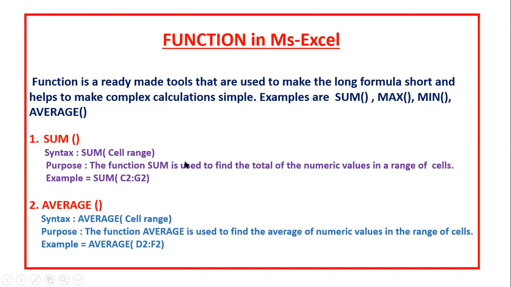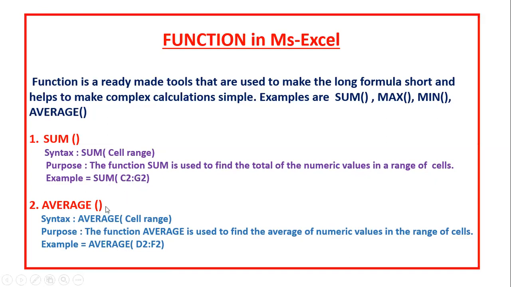So you know very well that the syntax is sum and cell range. The purpose is to find the total of the numeric values, and the example is equal to. Why have I given the equal to sign here? Because a formula always begins with the equal to sign. So I have given equal to sum, then the cell range C2 to G2. That data should be calculated.